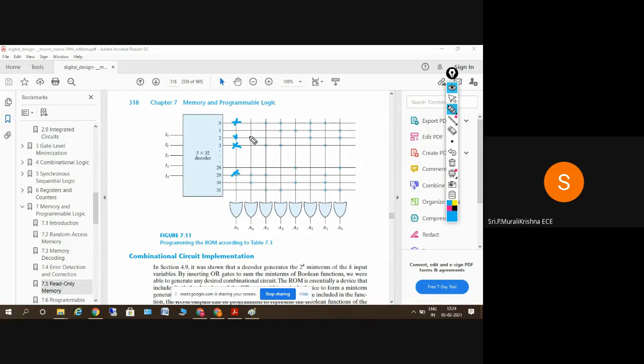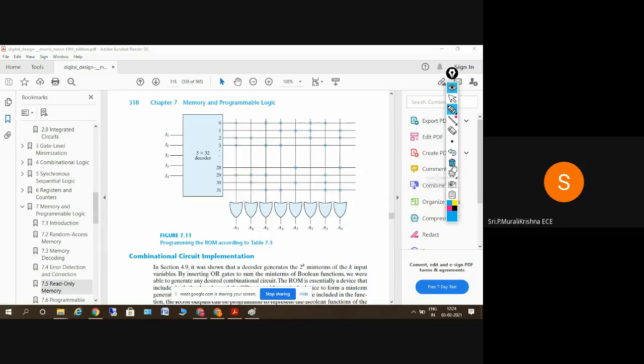A6 is connected to 2, 29 and 30. A5 OR gate is connected to this one. This is how the outputs will be, how the connections will be. There will be a lot of cross points here, and those cross points will be marked with a cross mark. This cross mark will indicate the connection to this output.